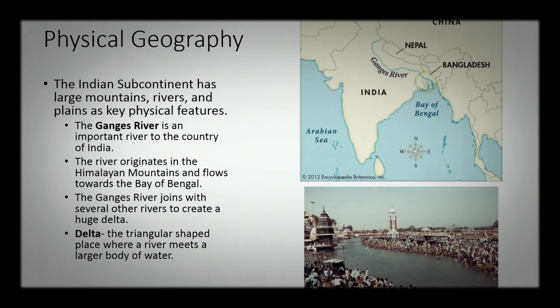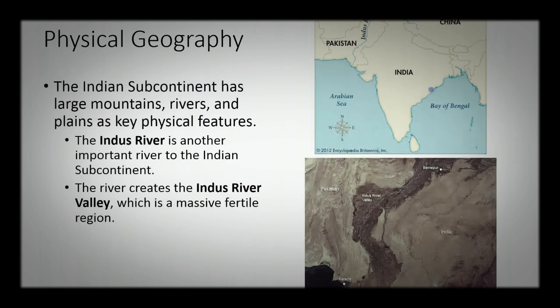And that delta is a very, very important region to the Indian subcontinent because not only does it have a very low elevation, but it is very fertile because it has that Ganges River flowing through it.